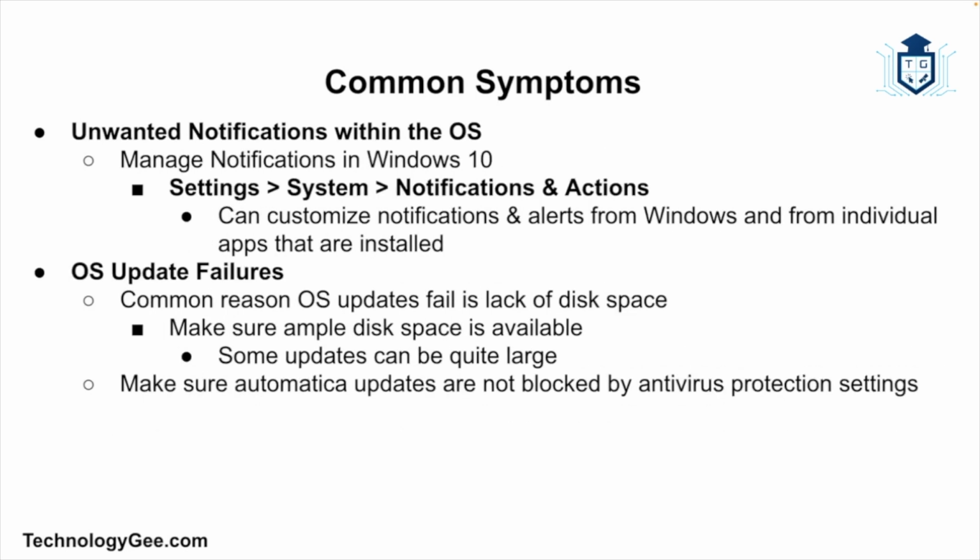You've got unwanted notifications within the operating system, and you can manage this in Windows 10 by going to Settings, System, Notifications, and Actions. From there, you can customize the notifications and alerts from Windows and from individual applications that are installed. You have operating system update failures. A common reason operating system updates fail is lack of disk space. So you want to make sure you have ample disk space because some updates can be quite large. You also want to make sure automatic updates are not blocked by antivirus protection settings.